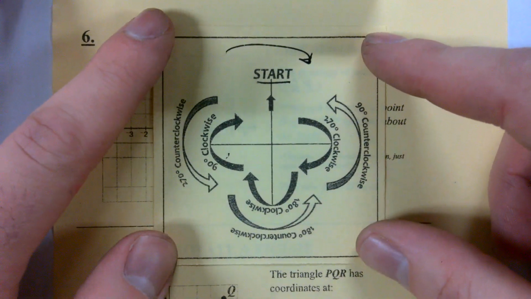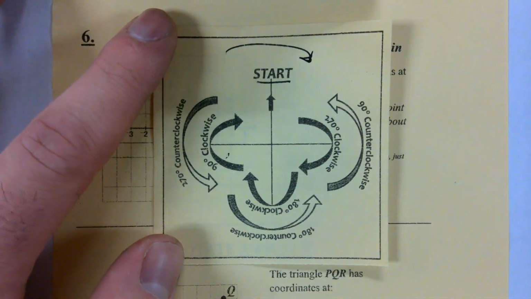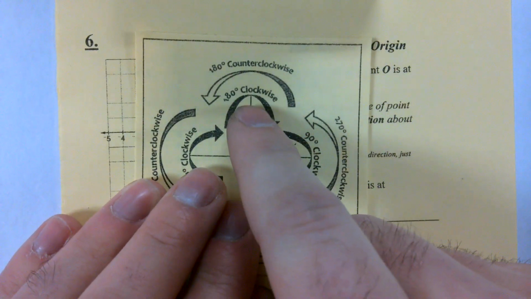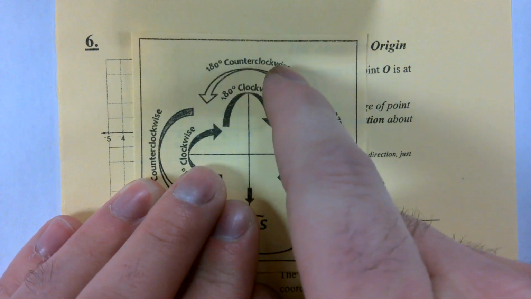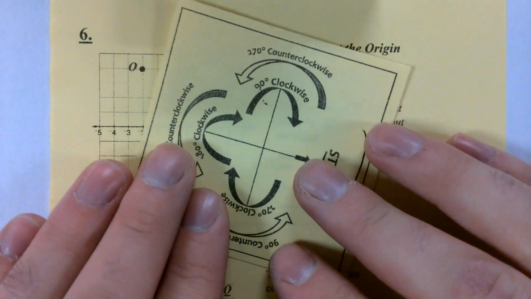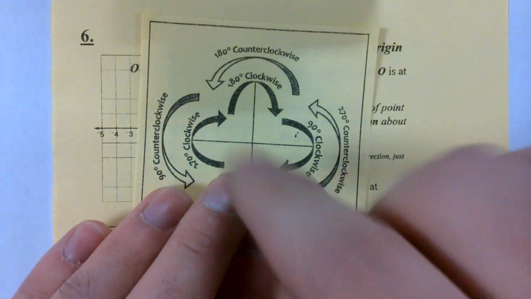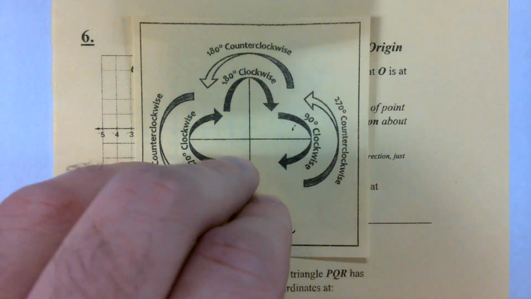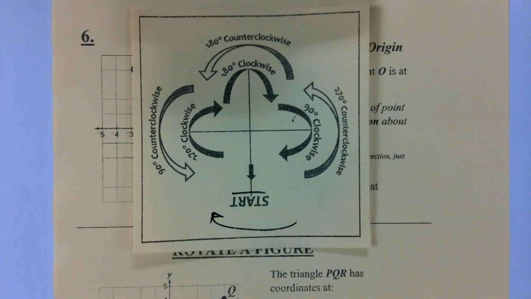Here's my rotation helper. Right? If I go 2 spaces to the left, 1, 2, I see that I went 180 degrees counterclockwise. If I go back to the beginning and I go 2 spaces to the right, 1, 2, I can see that I went 180 degrees as well. Right? It doesn't matter whether we turn it twice to the left or twice to the right because we end up in the same exact place. All right?